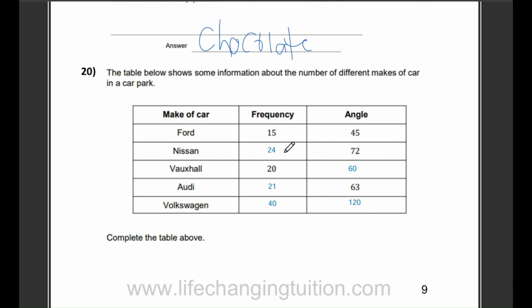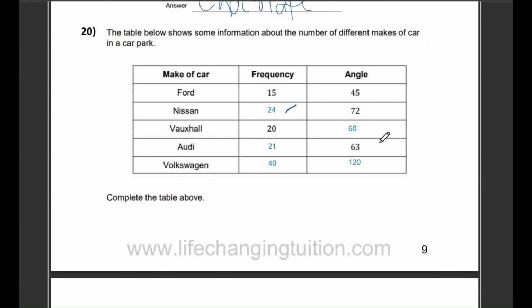Here are the correct answers for the missing values. Ford, 15 cars, which makes an angle of 45 degrees. Nissan, 24 cars, which is an angle of 72 degrees. Vauxhall, 20 cars, which makes an angle of 60 degrees. Audi, 21 cars, which makes an angle of 63 degrees. Volkswagen, 40 cars, which makes an angle of 120 degrees.